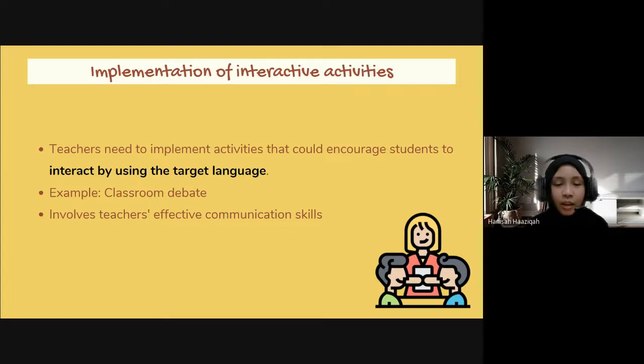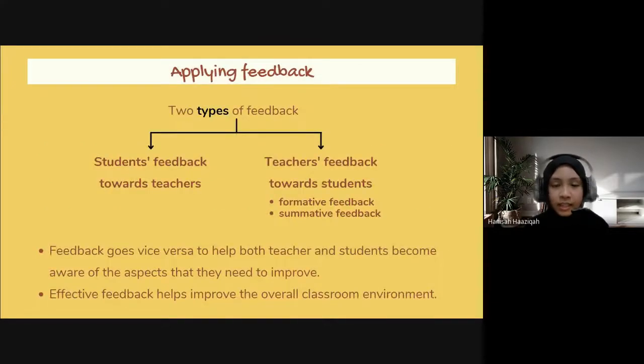When they are debating with their friends, it could improve their speaking skills. It could also improve their listening skills. So it involves the verbal and non-verbal communication. And this kind of activities also involves teachers' effective communication skills, because when they see the students debating, they will need to listen attentively to the students' arguments, so that the teachers could give feedback at the end of each debate session. And the last one for the content is applying feedback.